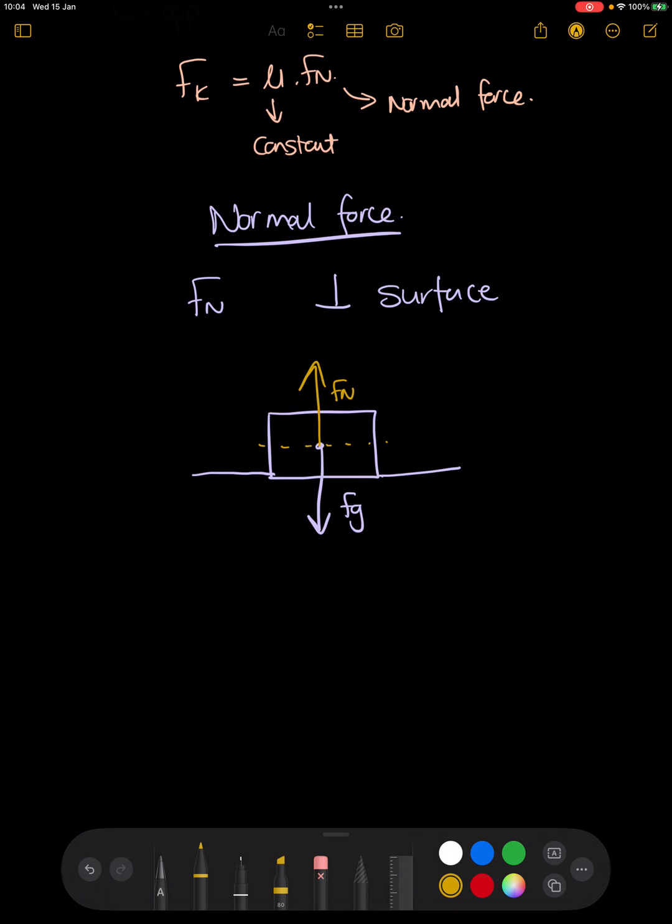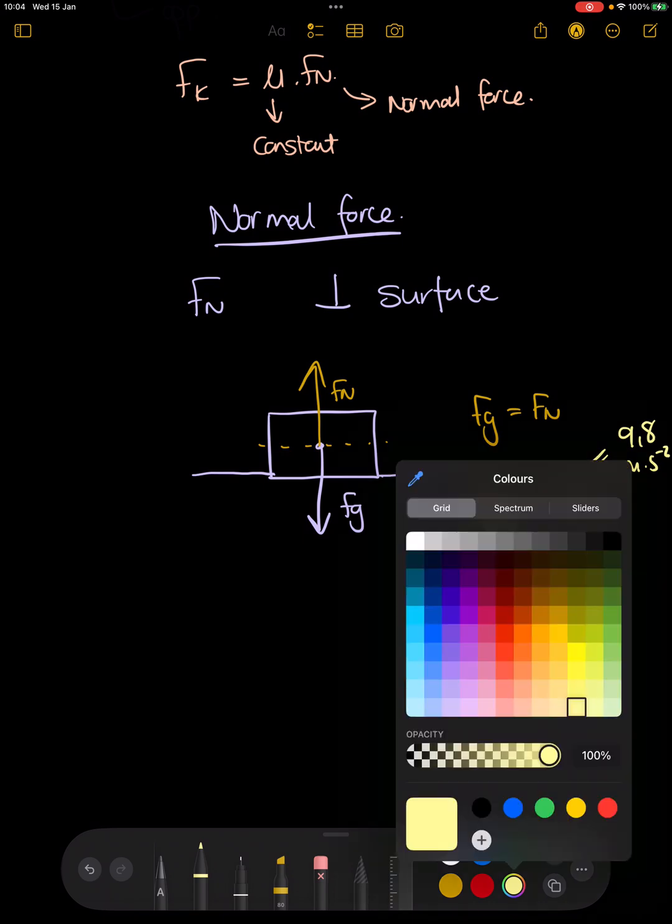Because there is no lifting or lowering, my Fg in this case is equal to my Fn. And if we remember, Fg is equal to mass times g. On Earth, the gravitational acceleration is 9.8 meters per second squared. So if you have that information, you can calculate your gravitational force, and that's going to be equal to your normal force in this case.